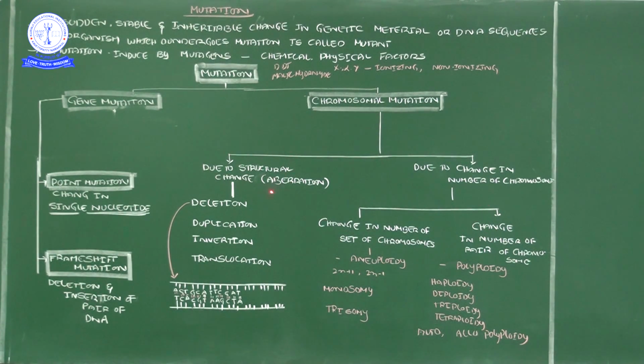Structure of chromosome means there is no change in number. An organism contains a constant number of chromosomes, but in that constant number, any one chromosome can be affected in its structure. That is why I kept the name due to structural changes. Due to structural changes in the chromosomes it leads to mutation, and then due to the change in number.